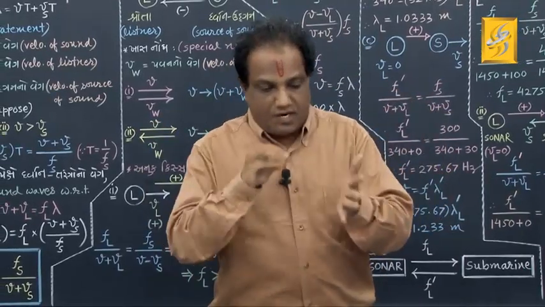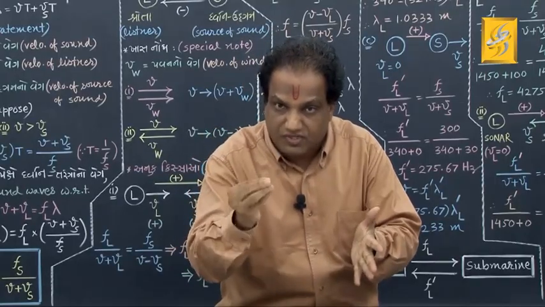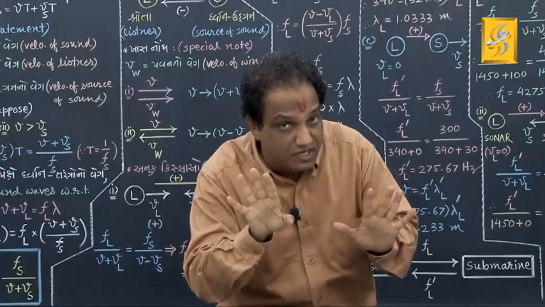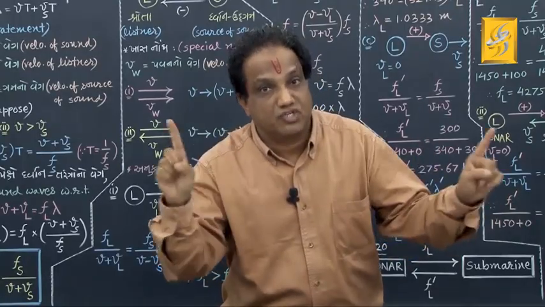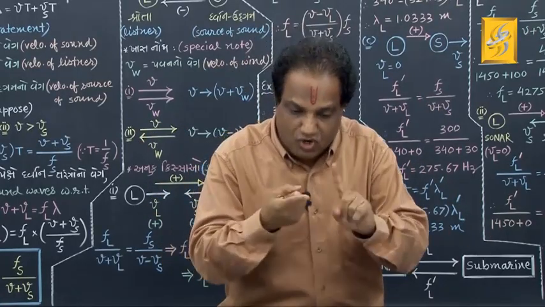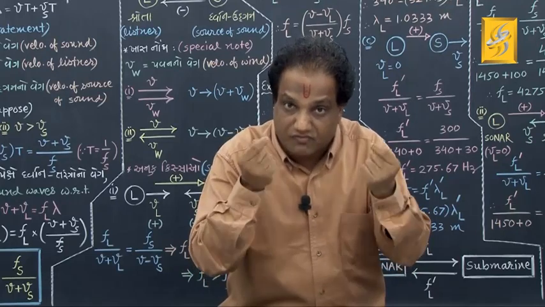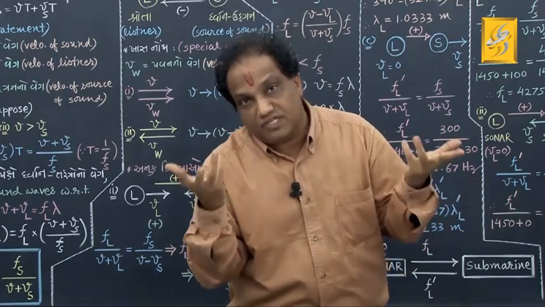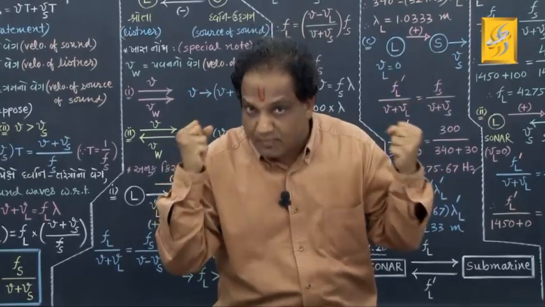Correct? Now we want to derive the expression for frequency of sound heard by the listener in each of the 6 possible cases of relative motion. Just now I told you, in each case what should be the frequency of sound heard by the listener. We want to obtain its value, but for that we must derive its formula. Okay? So let us go for deriving that expression now.